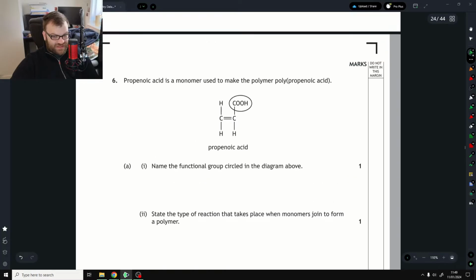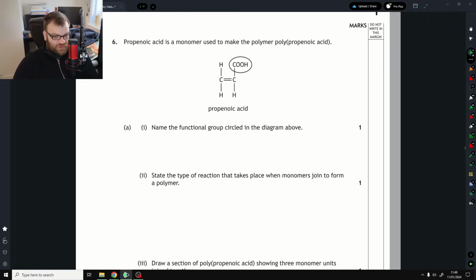Next up, question 6. We need to know our functional groups. This one is in a carboxylic acid. It is the carboxyl functional group. The other one you need to be aware of is the one that's present in alcohols, which is just the O and the H. And that is called the hydroxyl group. So hydroxyl, but in this case, it's carboxyl.